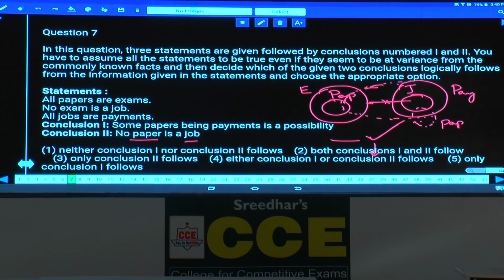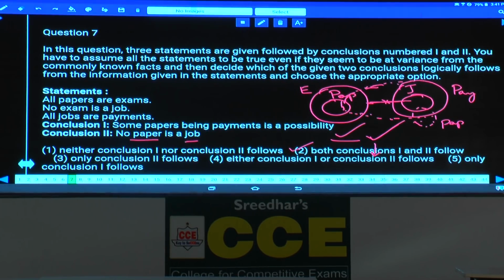Now I am extending my payment like this. If I extend my payment like this, then some papers are payments is possible. Then what is your answer here? Both the conclusions follow, and it is given in choice 2. Both 1 and 2, choice 2 is the answer, question number 7.